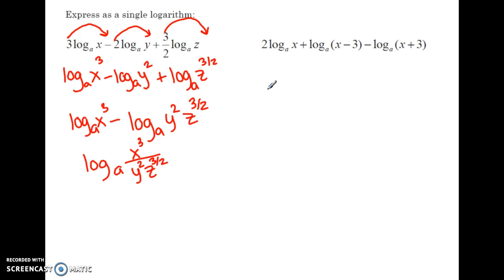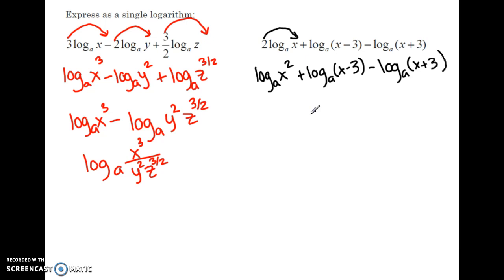All right, so the last example. Again, I'm going to start with anything that's in front of the logs. So I'm going to have to move this 2 to an exponent. Nothing in front of that log, nothing in front of that log. So that'll be log A of x squared. And then bring down everything else. Log A of x minus 3 minus log A of x plus 3. All right, starting with addition. Addition now becomes multiplication. So that'd be log A of x squared times x minus 3 minus log A of x plus 3.